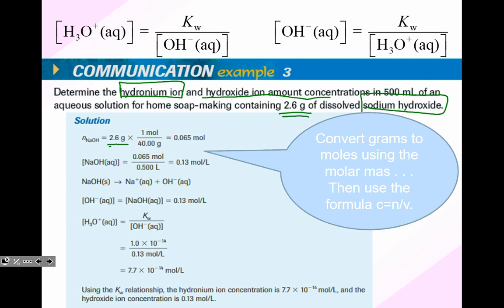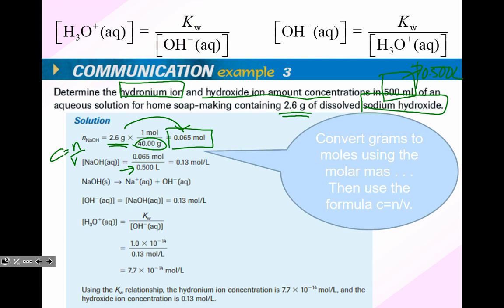I'm going to use my 2.6 grams and my molar mass of the sodium hydroxide in order to convert grams to moles. Now that I have my moles of sodium hydroxide, I'm going to divide that by my volume, because it's just like c is equal to n over v, number of moles over volume, to find the concentration. My volume is 500 milliliters, but I have to change it to liters, right?